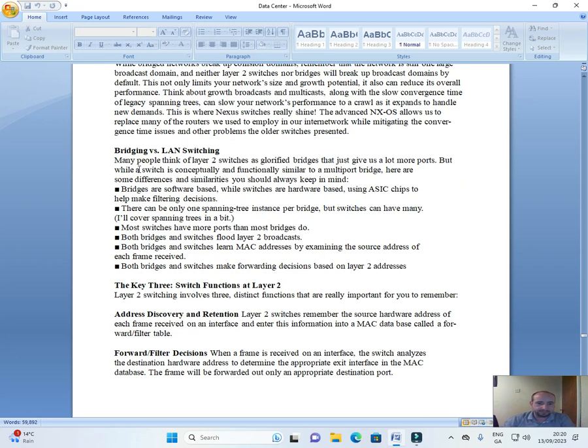Bridging versus LAN switching. Many people think of layer 2 switches as glorified bridges that just give us a lot more ports, but while a switch is conceptually and functionally similar to a multi-port bridge, here are some differences and similarities you should always keep in mind. Bridges are software based, while switches are hardware based, using ASIC chips to help make filtering decisions. There can only be one spanning tree instance per bridge, but switches can have many. I'll cover spanning trees in a bit. Most switches have more ports than most bridges do. Both bridges and switches flood layer 2 broadcasts. Both bridges and switches learn MAC addresses by examining the source address of each frame received. Both bridges and switches make forwarding decisions based on layer 2 addresses.